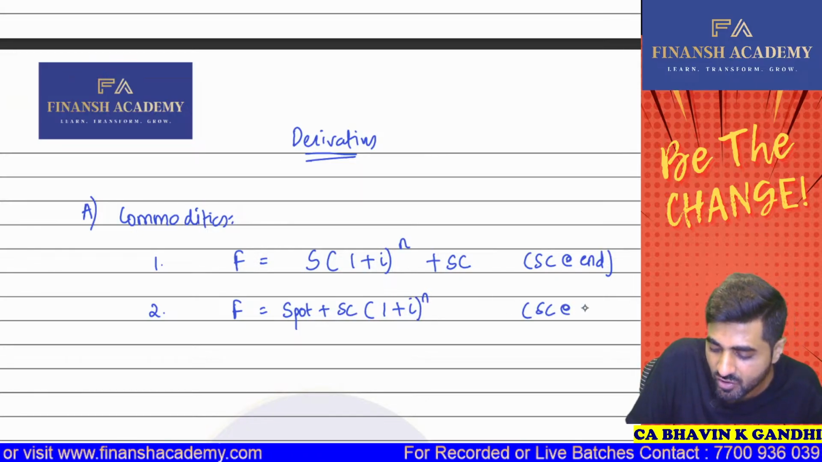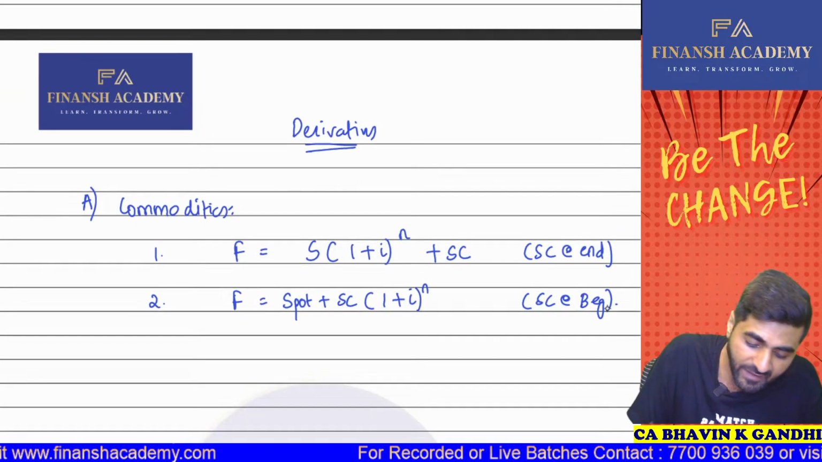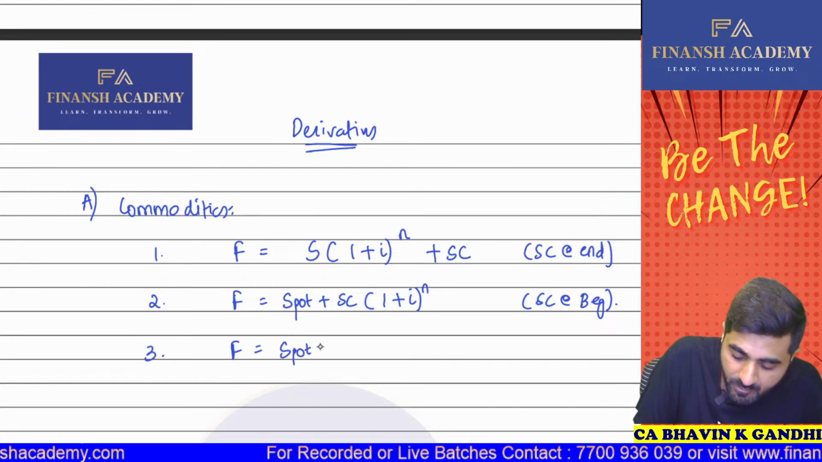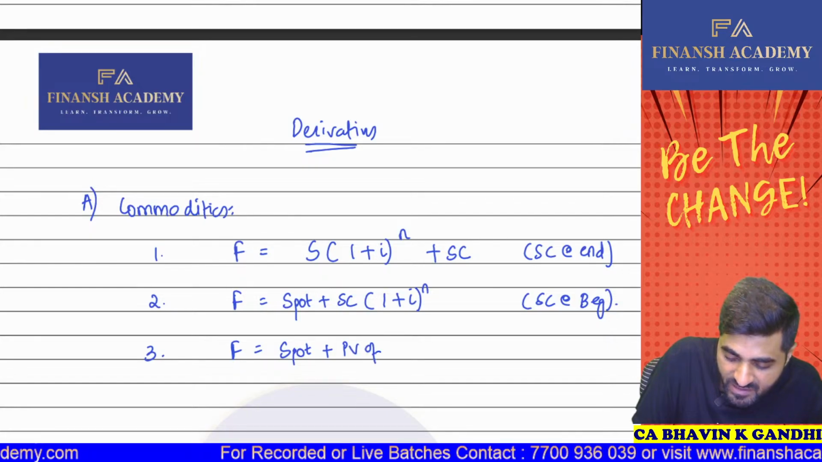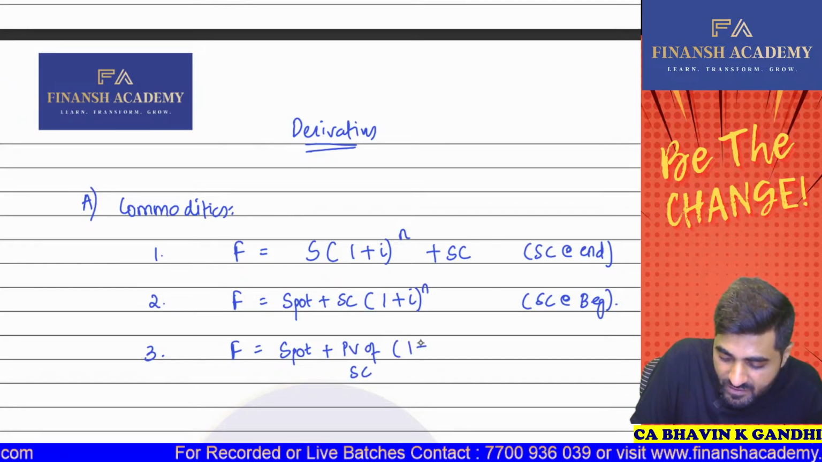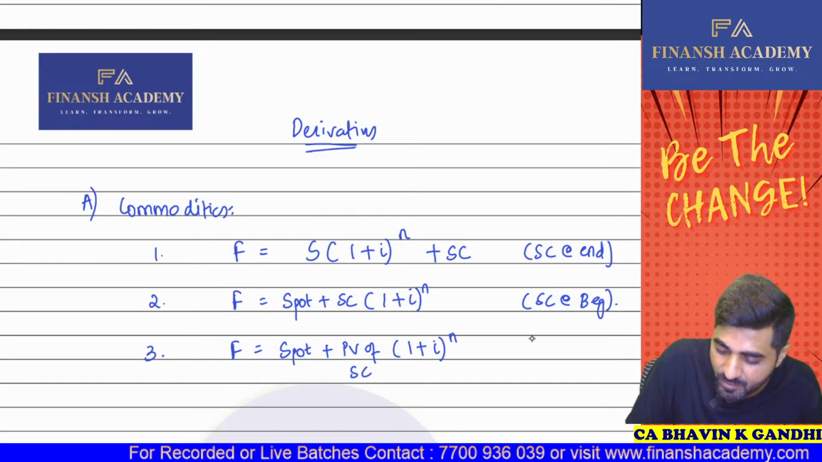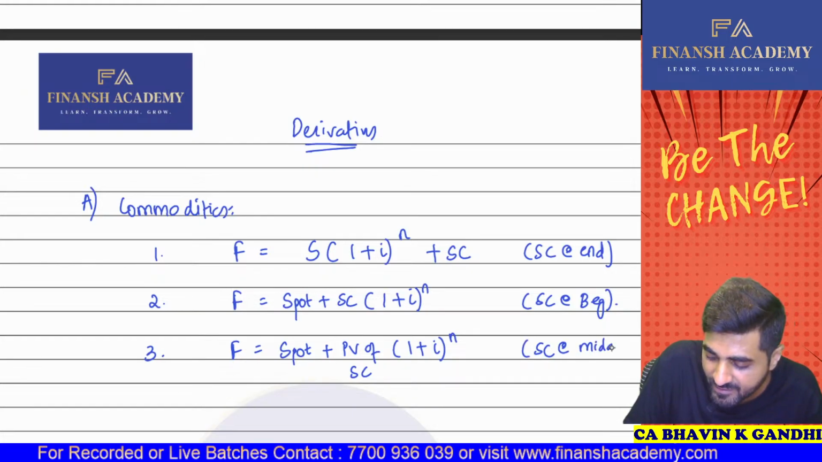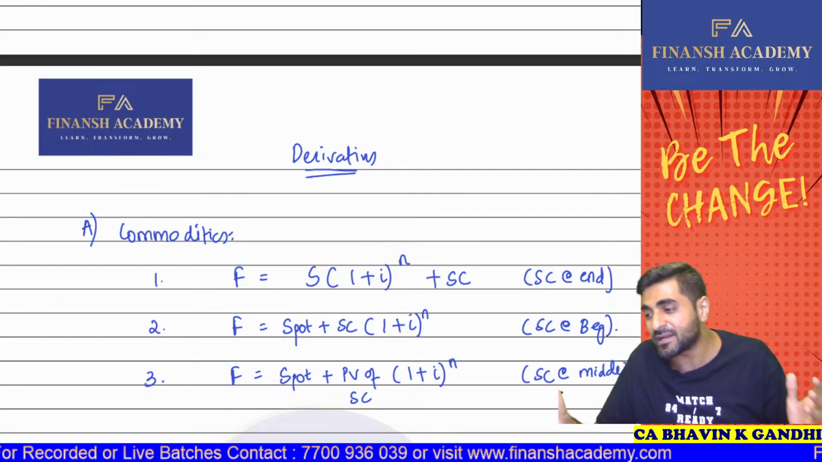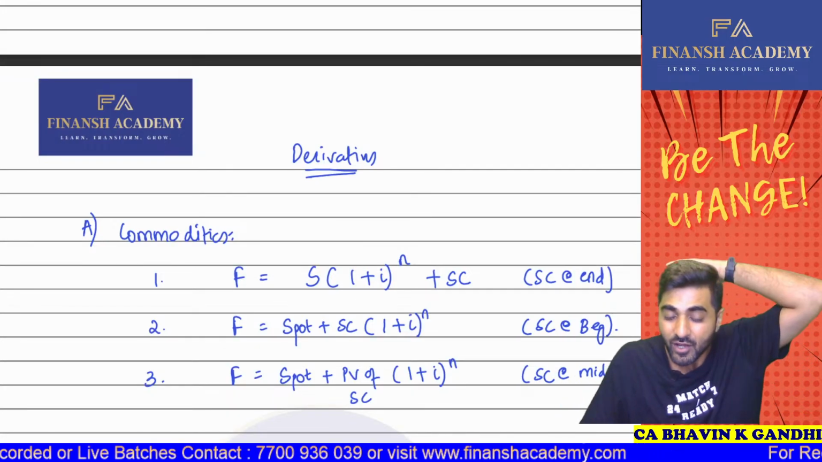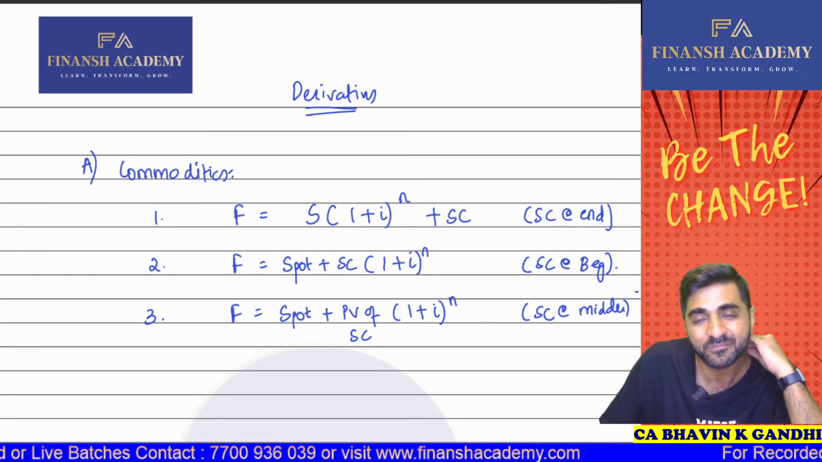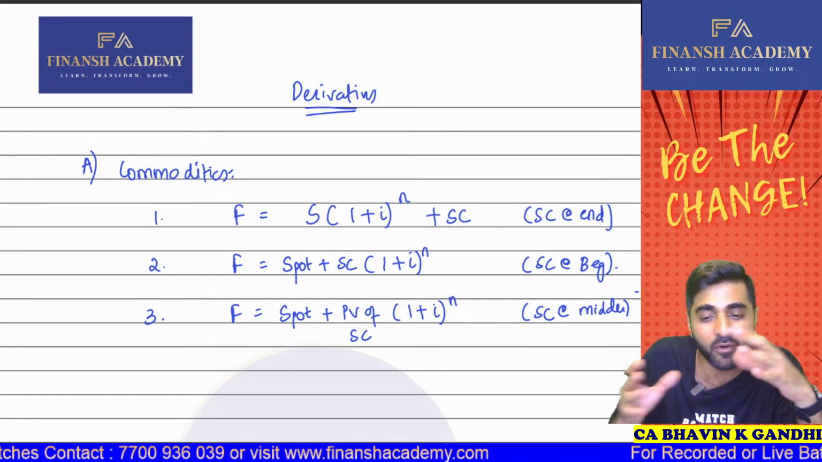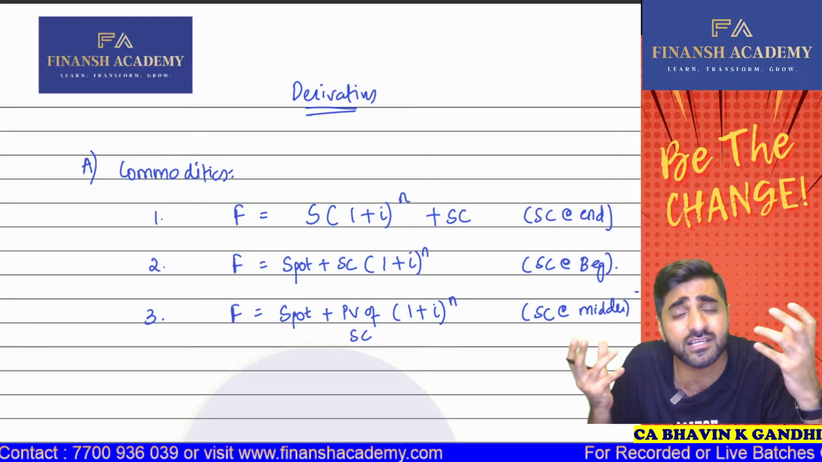This is when the storage cost is at the beginning. And then, my dear students, the third case is my future will be spot plus whatever is your present value of storage cost. We will take 1 plus I raised to the power n when your storage cost is paid somewhere in the middle. So on this basis, my dear students, we can calculate your future price with the help of these three formulas, depending on when the storage cost has been paid.